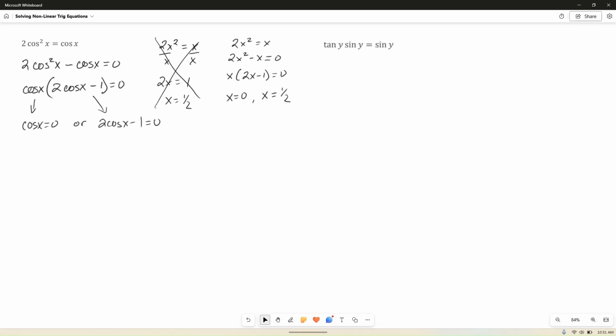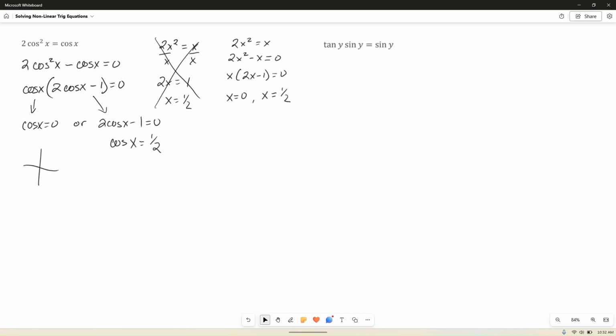To solve this one, just like we did with the algebraic quadratic equation, we can add 1 and then divide by 2. And so we're going to get cosine of x is equal to a half. So I have taken the quadratic equation and converted it to 2 linear equations. One equation is cosine x equals 0, and the other equation is cosine x equals a half. Now I need to find the solution for both of those. So cosine of x is equal to 0.